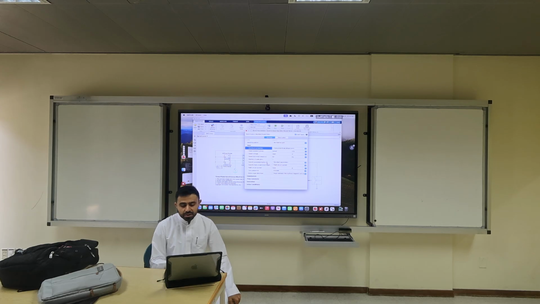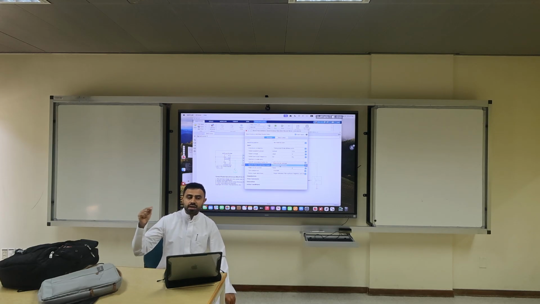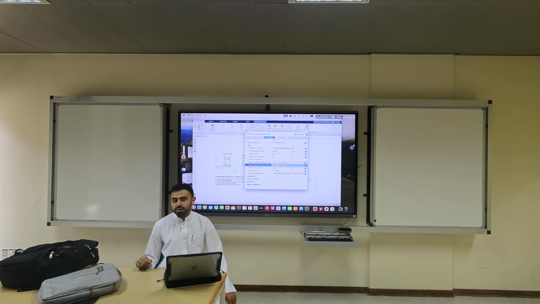So specified parameterization by standard parameters, and then the field circuit current. Here it tells you the option for the excitation. Do you want to rely on IF or EF? What's the relation between EF and IF?